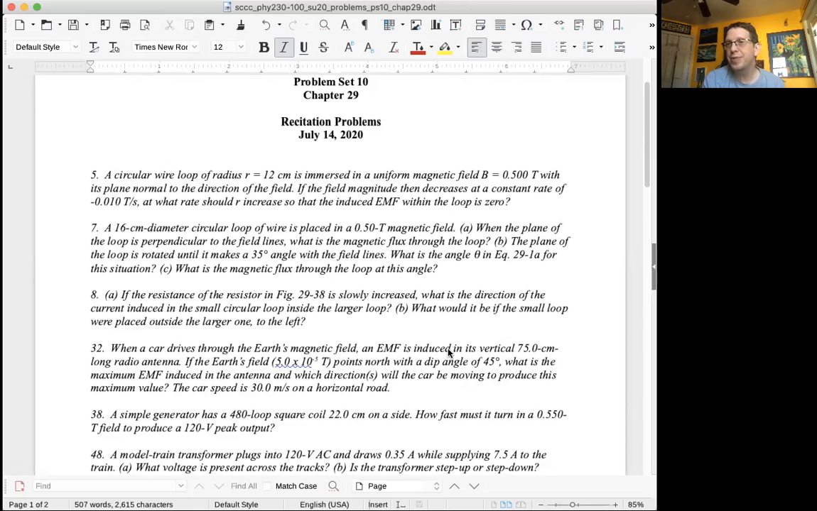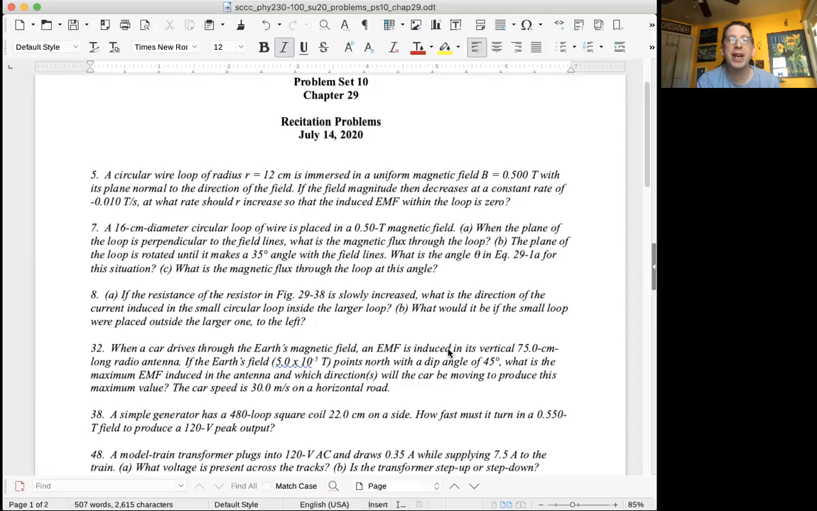So the induced EMF is proportional to the derivative with respect to time of the magnetic flux. So what you're going to do is determine algebraically the magnetic flux, take the derivative with respect to time, set it equal to 0, and figure out what dr over dt is. So that's problem number 5.